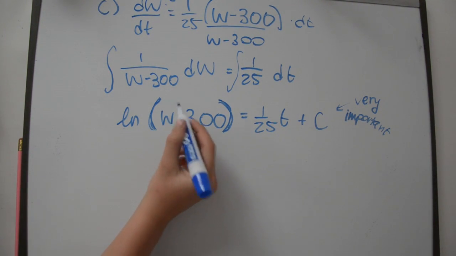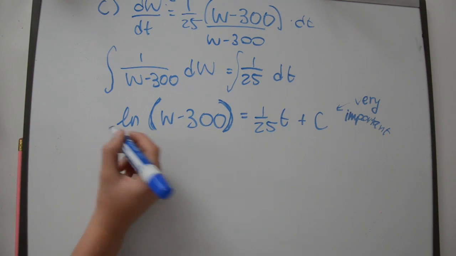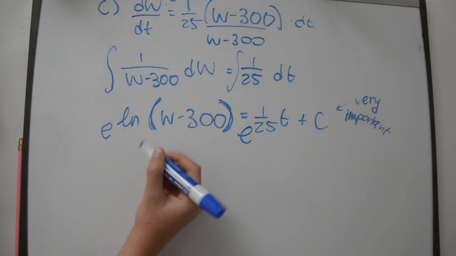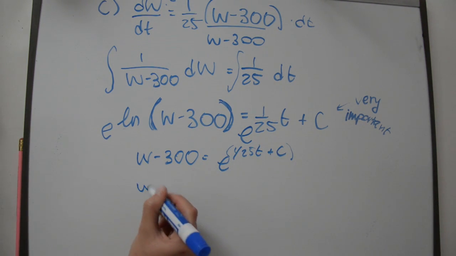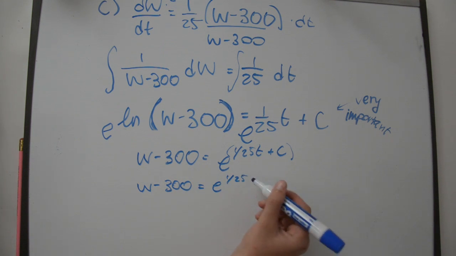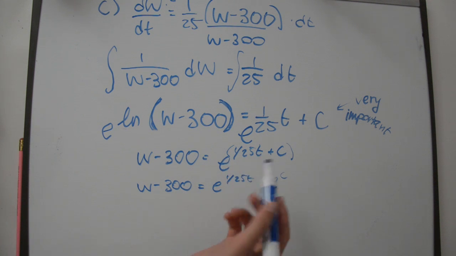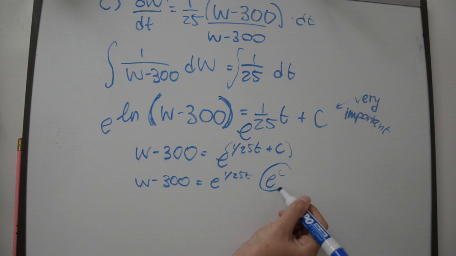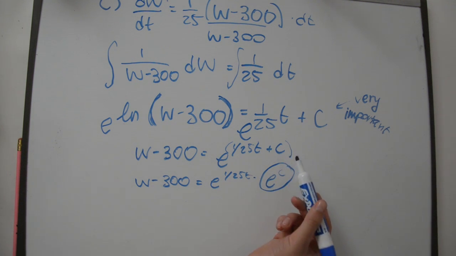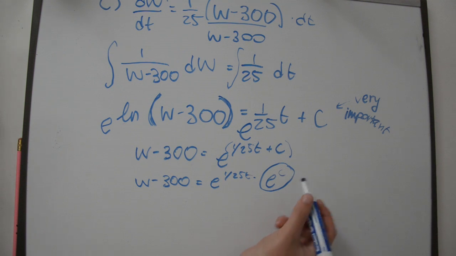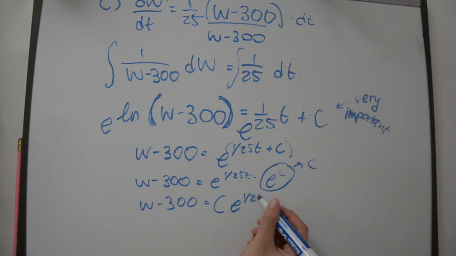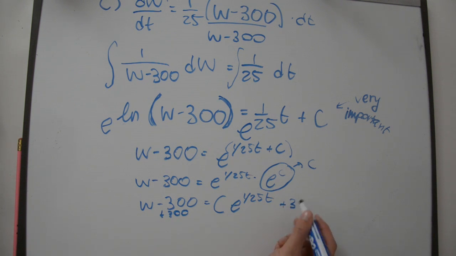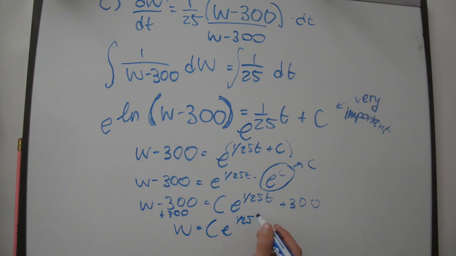So now that you have this equation, you have to solve for w, because that's what they're asking of you. So you put an e to both sides, so then you get rid of the ln. So then you get w minus 300 equals e to the (1/25 t plus c). But then this also equals e to the 1/25 t times e to the c, according to rules of exponents. This e to the c is any constant, because you don't really know this constant yet. It's a new number, but it's still a constant that you will use later, so you can just replace that with c. So what you get now is w minus 300 equals c e to the 1/25 t. Then you just add the 300 over, plus 300. So you get w equals c e to the 1/25 t plus 300.